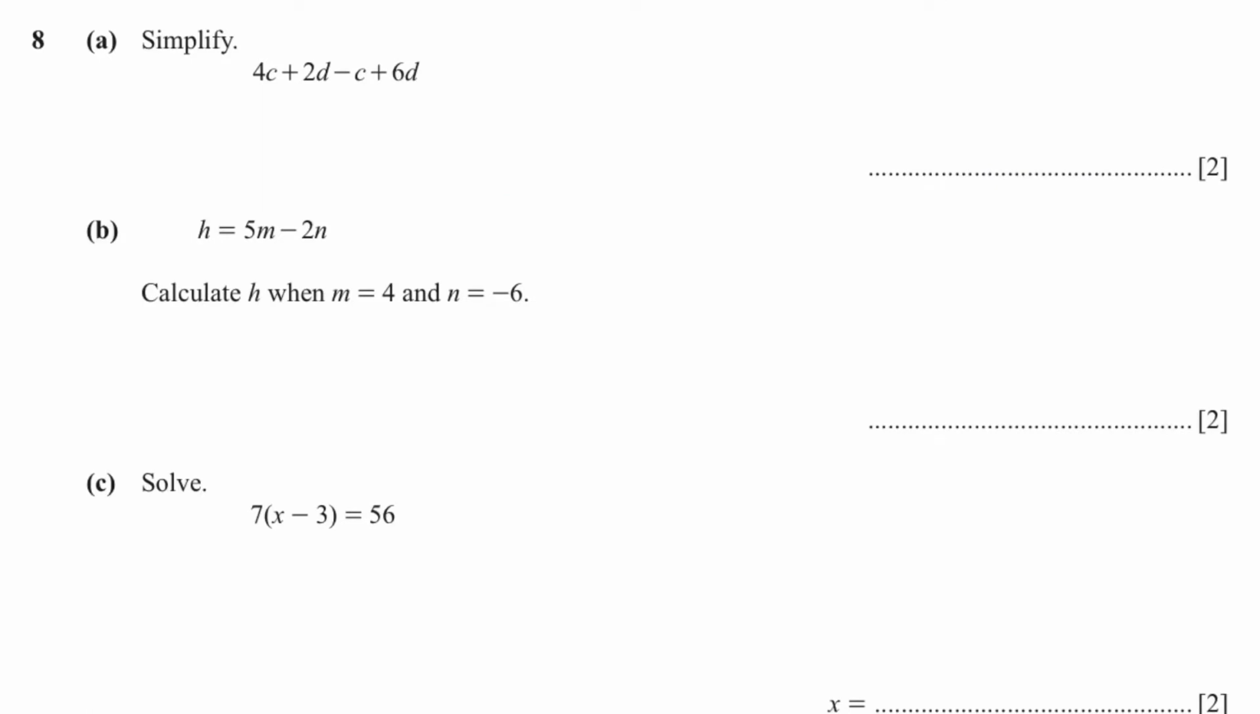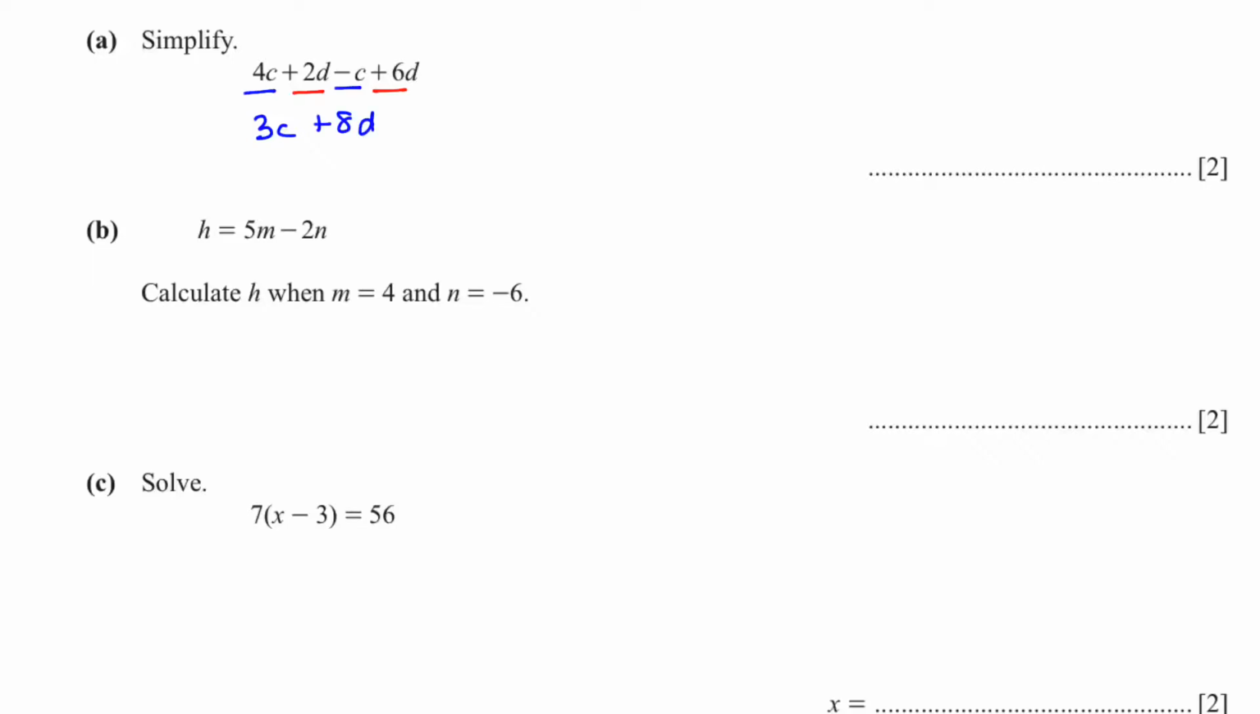Question number 8. Simplify. We will add the like terms together. 4c minus c will give us 3c, and 2d plus 6d will give us 8d.